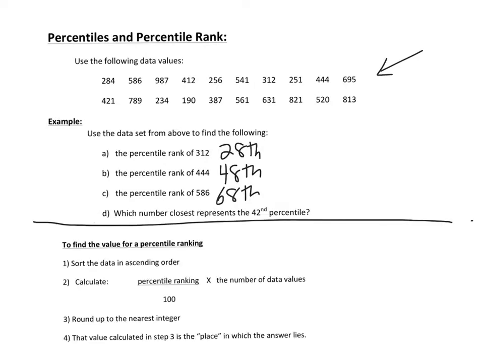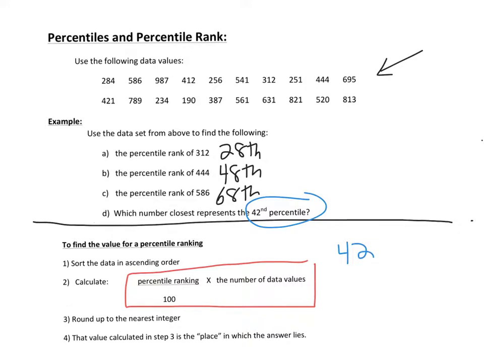What you're going to do is follow these 4 steps. Step 1, sort the data in ascending order. Well, we already did that for the first 3 parts. Step 2, we're going to use this formula. We're going to take the percentile ranking, which in this case the question says 42, 42nd percentile. We're going to divide that by 100. And then we're going to multiply that by the number of data values in our set, which in this case was 20. So you're going to take the percentile ranking in the question, 42nd, divide it by 100, and then multiply that by 20. Do this calculation on your calculator and take a picture of it.